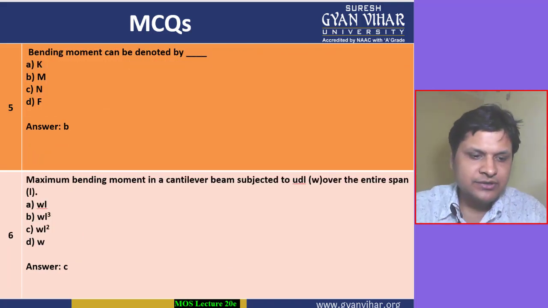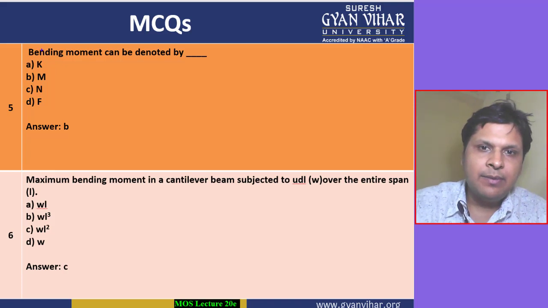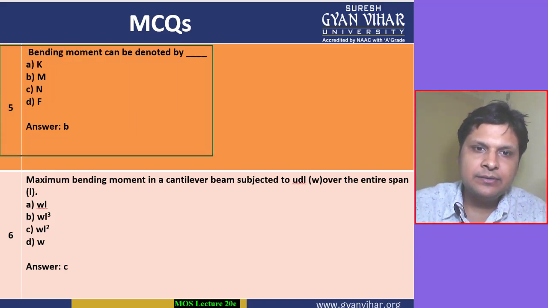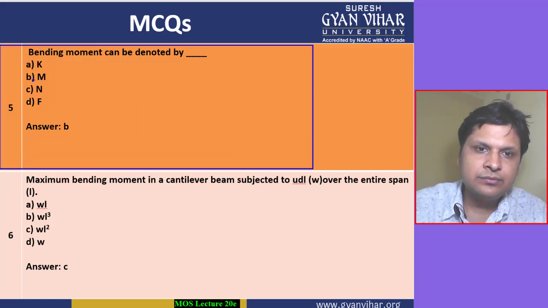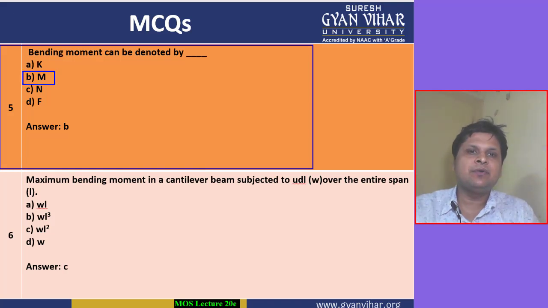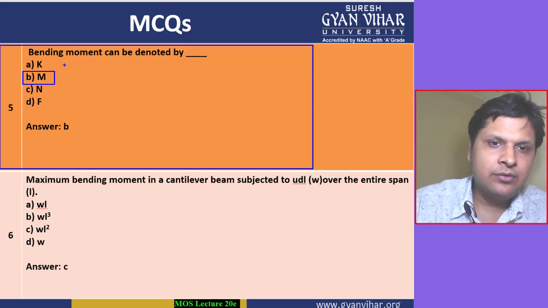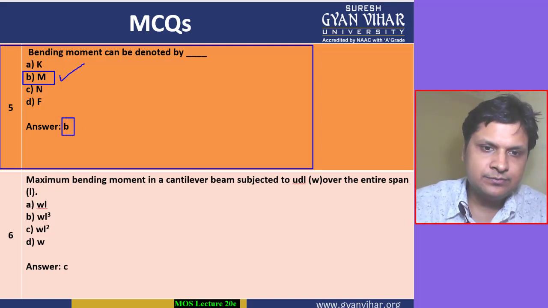Moving further, question number 5. The bending moment can be denoted by, we all know that bending moment is generally written by capital M. So B is the correct option.